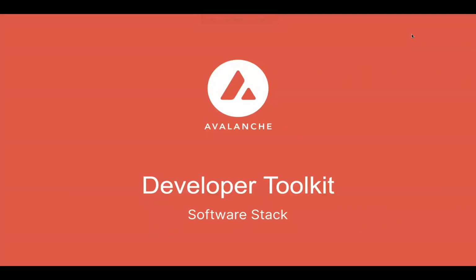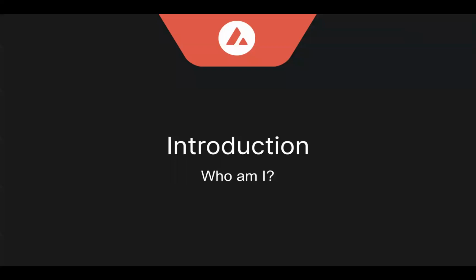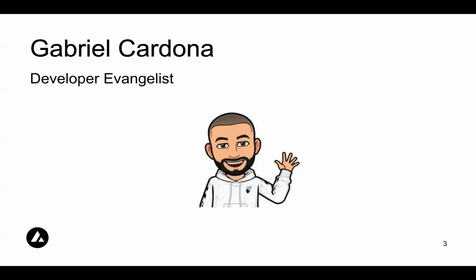Today we're going to be giving the high-level overview of the Avalanche Developer Toolkit. This will basically include all the different libraries and services which are available in the Avalanche developer ecosystem. A brief introduction: who am I? My name is Gabriel Cardona, and I am a developer evangelist from Ava Labs. And it is my incredibly cool job to go around to different hackathons, meetups, conferences, and conventions. I give presentations with the intention of inspiring people to build amazing dApps on Avalanche.